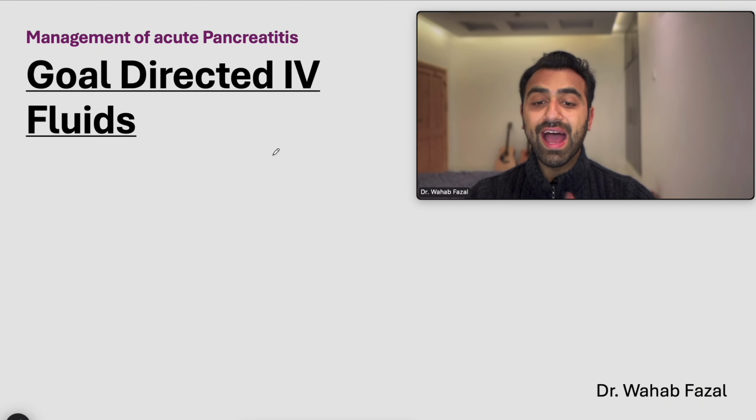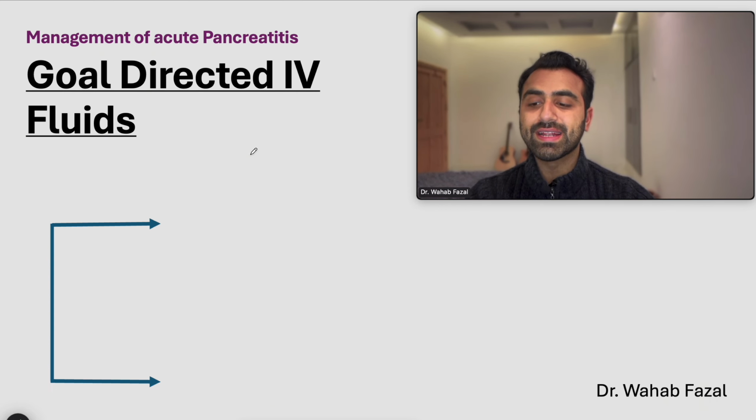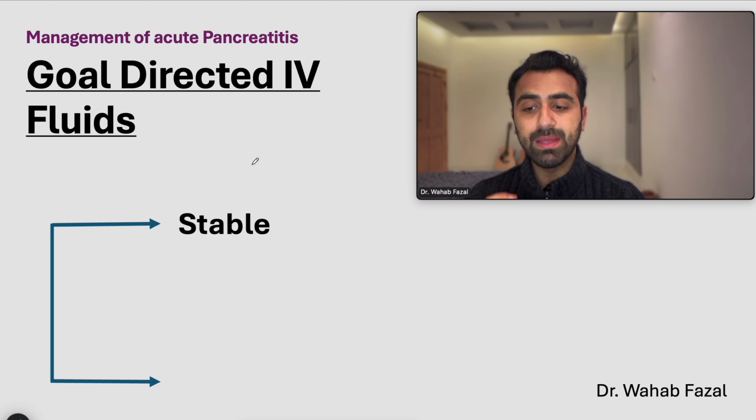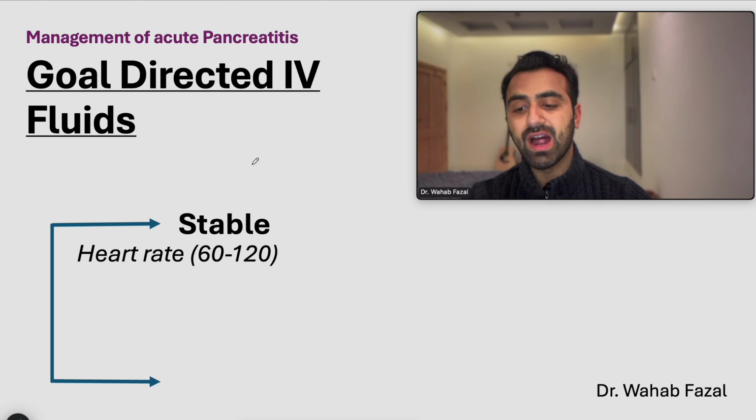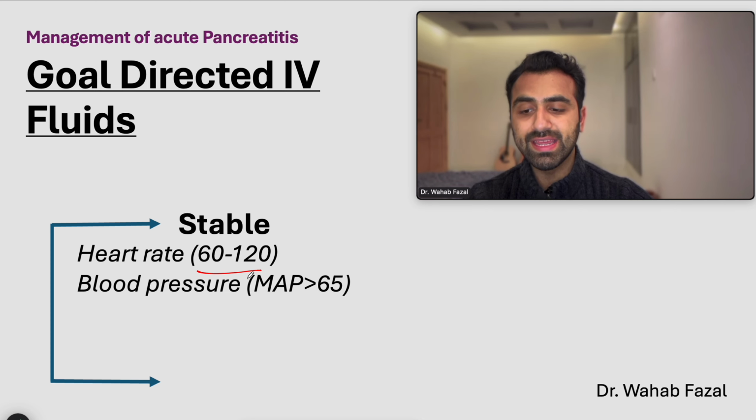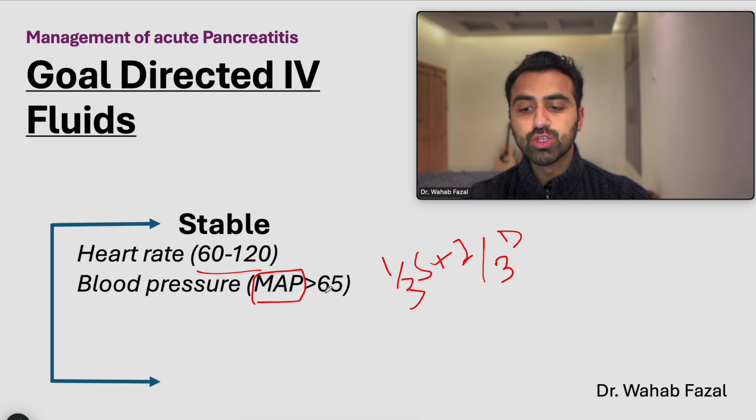So then I talked about goal-directed IV fluids. This is very important. What is goal-directed IV fluids? When a patient with acute pancreatitis is brought into your emergency room, you want to make sure of these two things. Is the patient hemodynamically stable? Meaning, is their heart rate somewhere between 60 to 120? Are they maintaining a MAP, which is mean arterial pressure, of 65, which is basically 1/3 of the systolic plus 2/3 of the diastolic blood pressure? So are they maintaining a MAP of greater than 65?